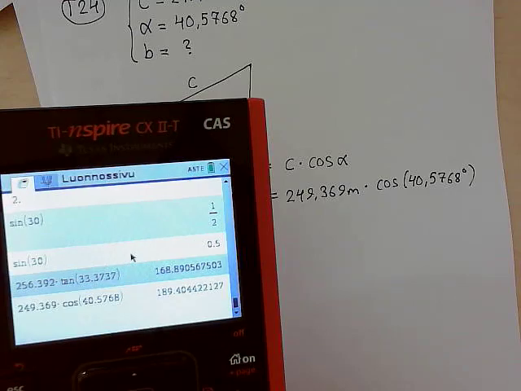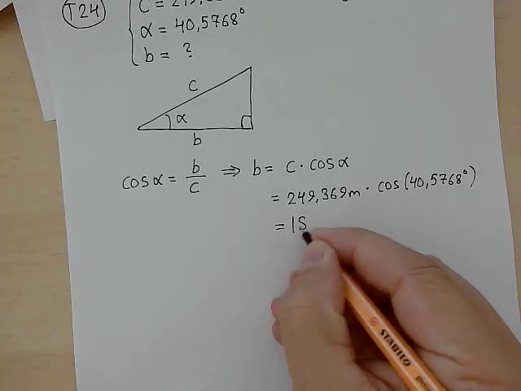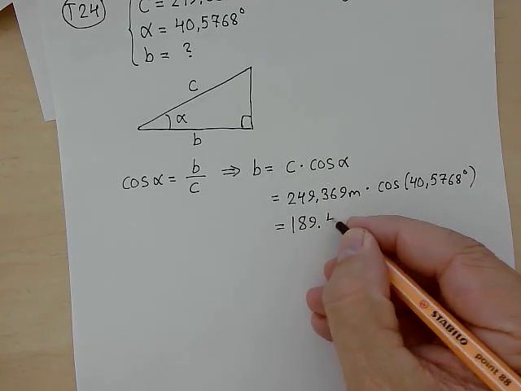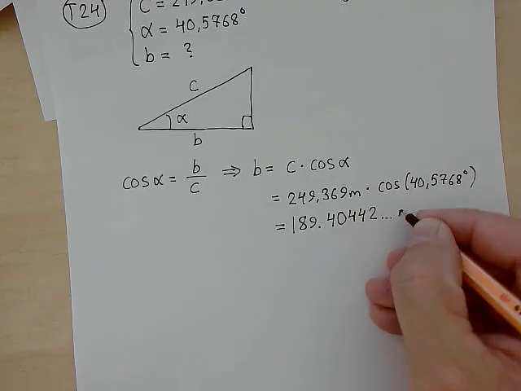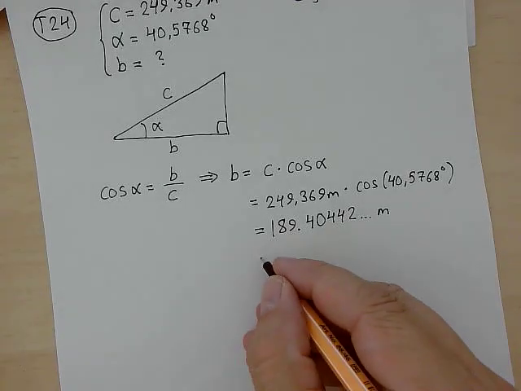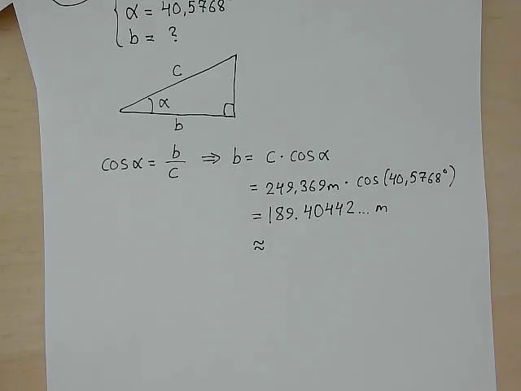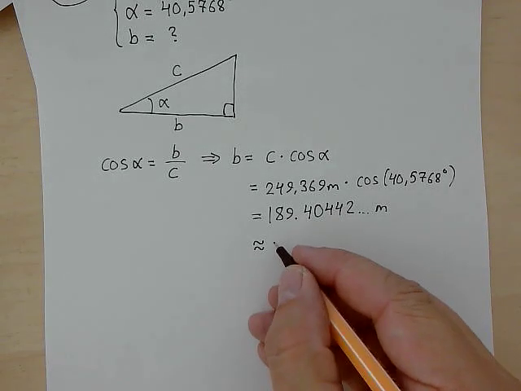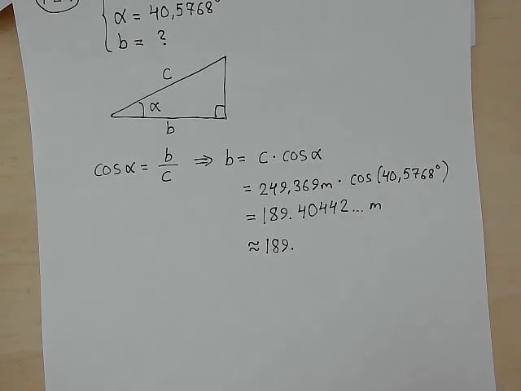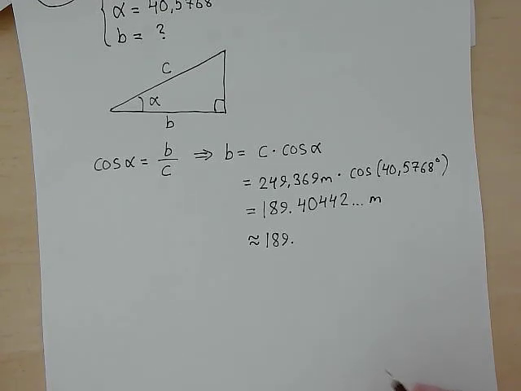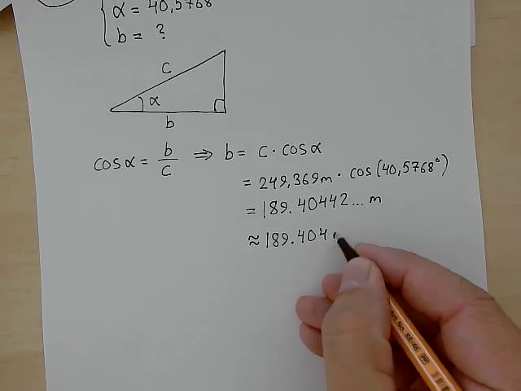And we get the result 189.40442, etc. And the rounded answer, to 3 decimal places, will be 404 meters.